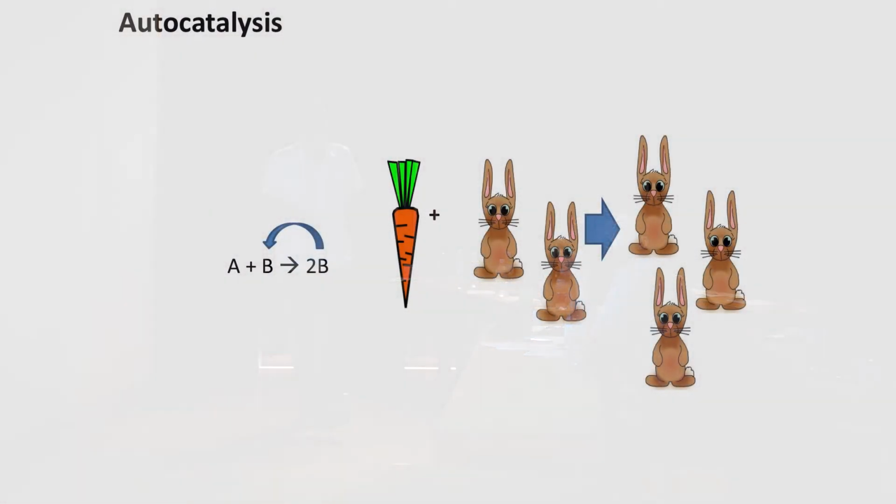And if you want to think about that in biological terms, you take carrots and you give them to rabbits and you get more rabbits, which can eat more carrots to make more rabbits, to eat more carrots to make more rabbits, and so on and so on. So it feels like a very biological process to us, yeah.